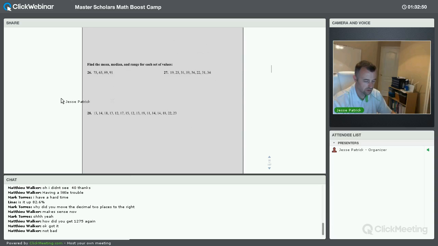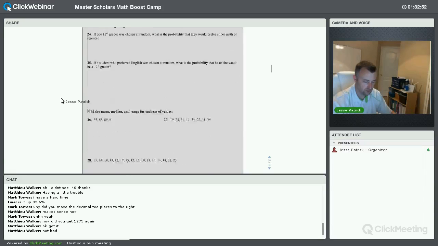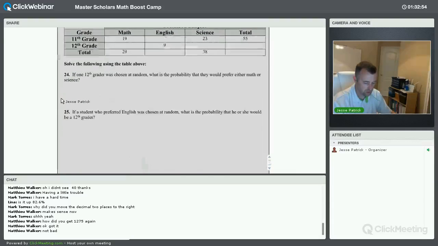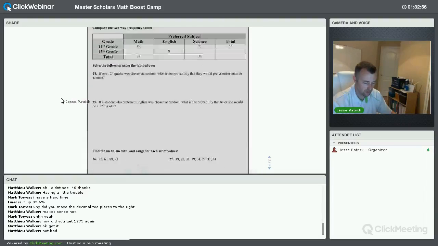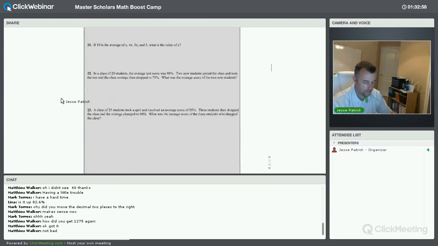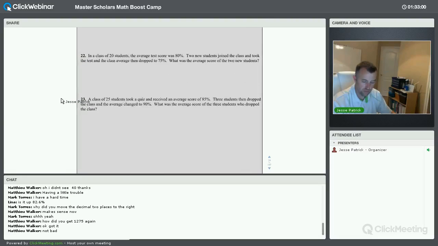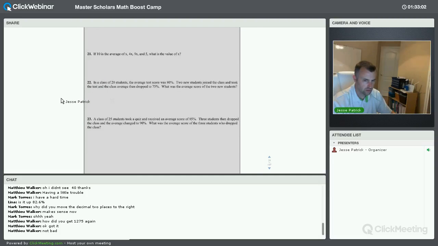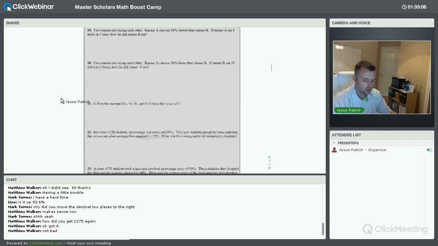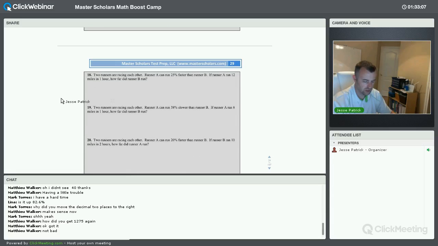What you'll see is find mean, median, range, each set of values. You'll see these 2 questions, which are your probability questions. You'll see these are average pi questions. They're going to line up with the notes fairly well, so follow the notes as you're going through. If you're getting stuck on any problem, let me know.